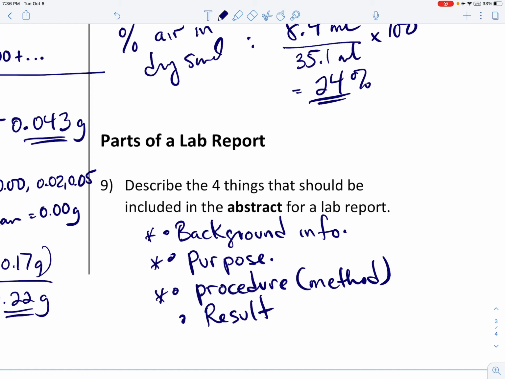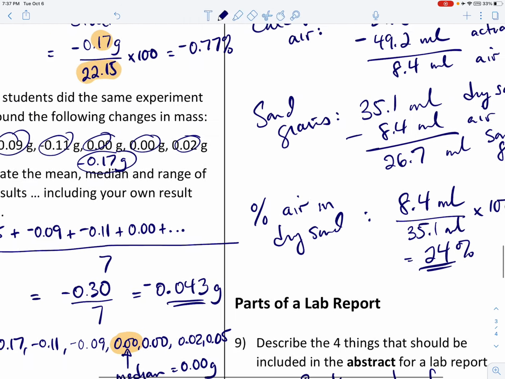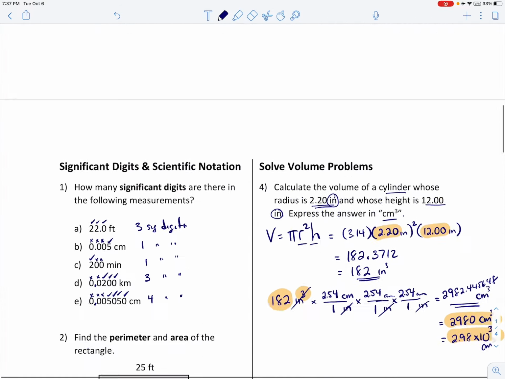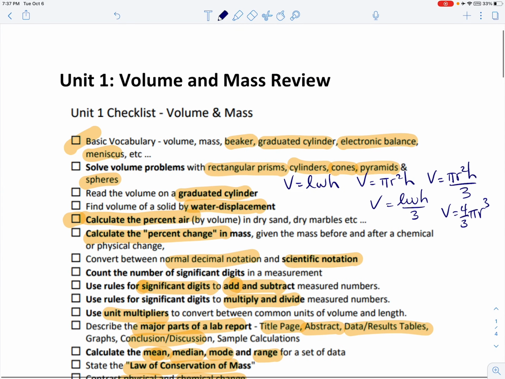Some background information, the purpose, why you did the experiment, the procedure summarized, and finally tell us what you found. If you said the purpose was to get the melting point of the naphthalene, then your conclusion at the end of your abstract, you should say the melting point of the naphthalene was 80.5 degrees Celsius. Those are the 4 parts to an abstract.